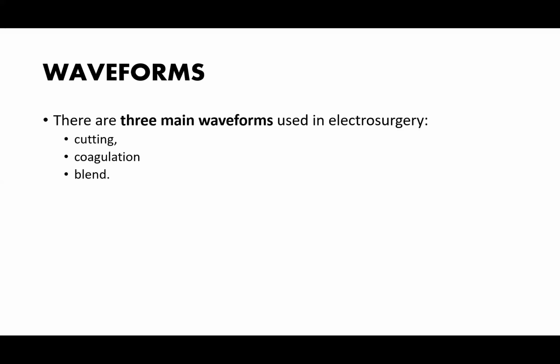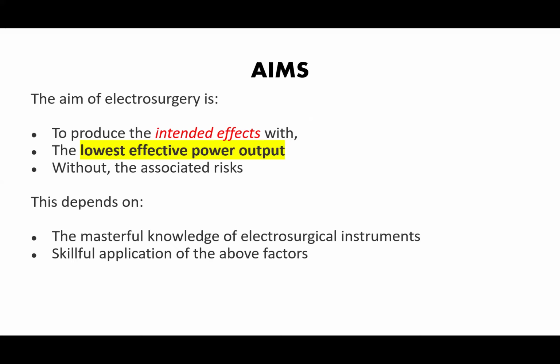Now, it is important for us to understand the various waveforms in electrosurgery. Now, there are 3 main waveforms used in electrosurgery: the cutting, coagulation, and blending. These are the 3 main waveforms, which we'll see shortly their meaning.